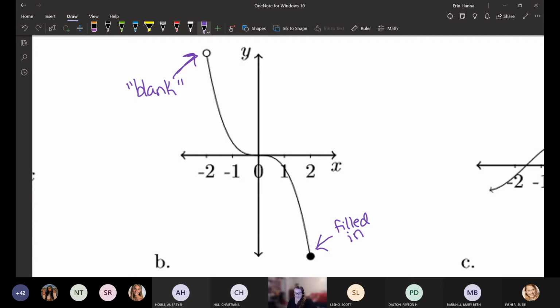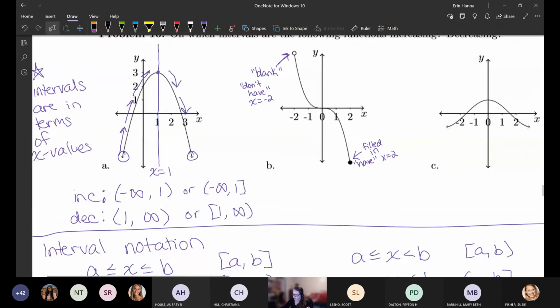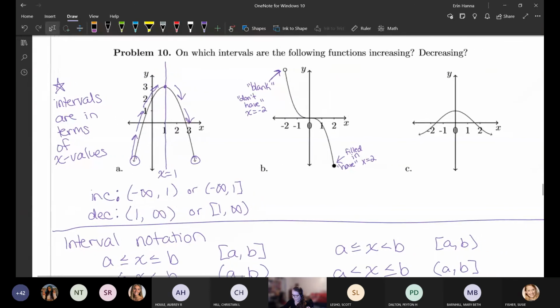So essentially the difference is that we have x equals 2 over here. So like that function actually goes to x equals 2. But we don't have x equals negative 2 because that circle is open. So it essentially gets as close to negative 2 as possible, but we just don't actually have a value for negative 2. So what that's going to do to our interval is it's essentially going to tell us whether or not we include that number in the interval.